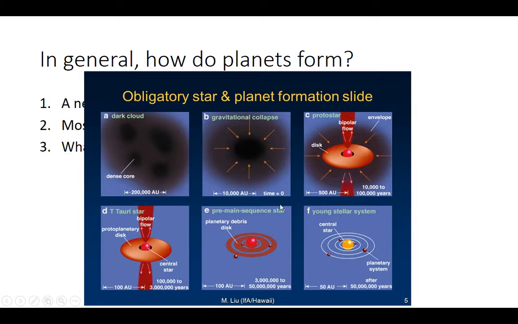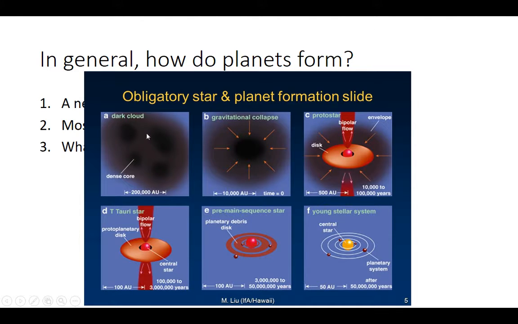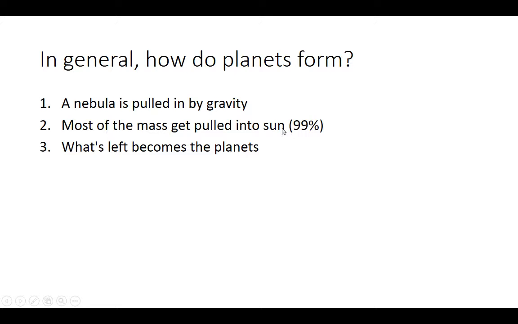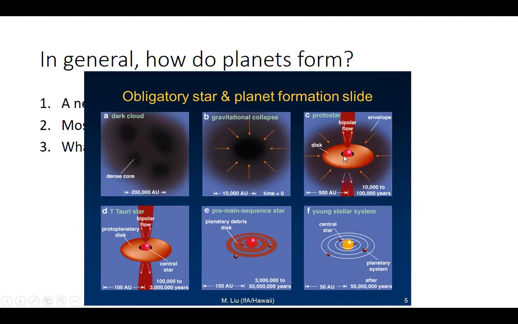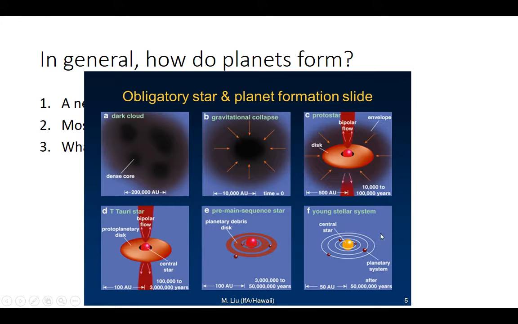So if I had to describe a 3-step process for how the planets formed: the nebula is pulled in by gravity. So here's our nebula pulled in by gravity. Most of the mass gets pulled into the sun or the star, and what's left becomes the planets. So there's only a tiny little bit of mass that's left for the planets.